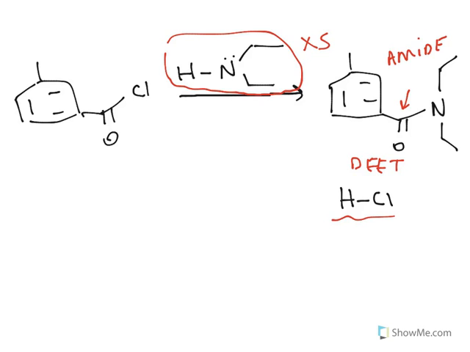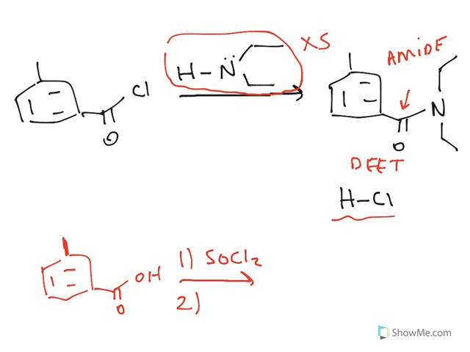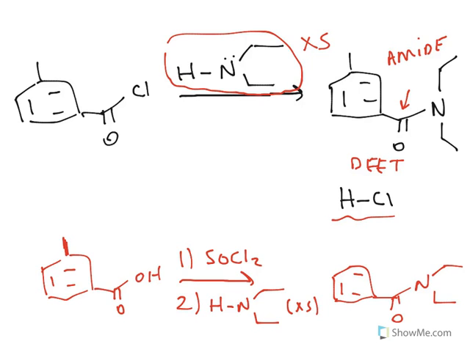So let's break this down into a two-step scheme. We had a carboxylic acid, and we did a two-step reaction where we took thionyl chloride and then an excess of N,N-diethylamine. So what did we create here? The amide. So this is a very old-fashioned but still widely used and very effective way to make amides.